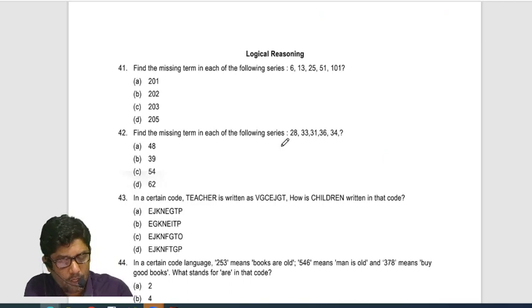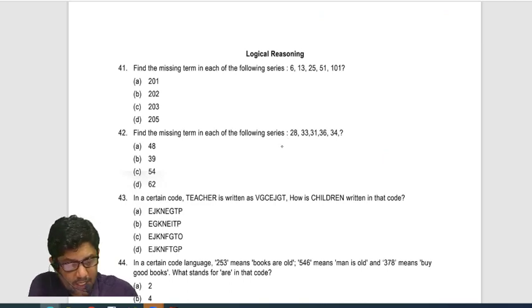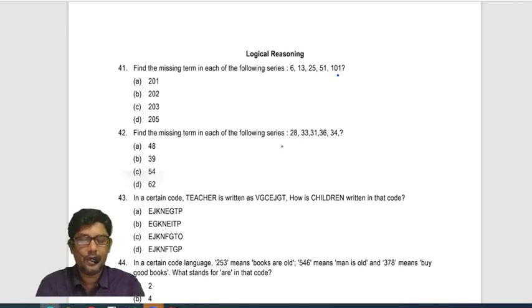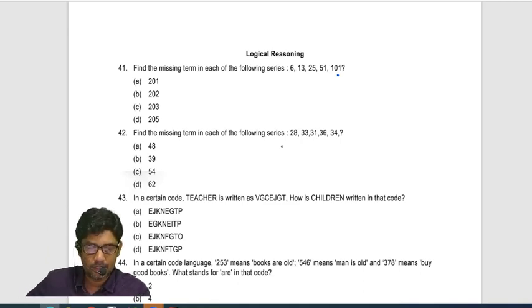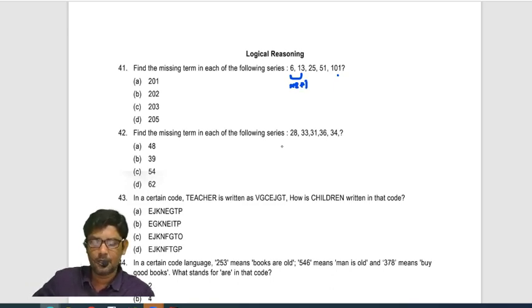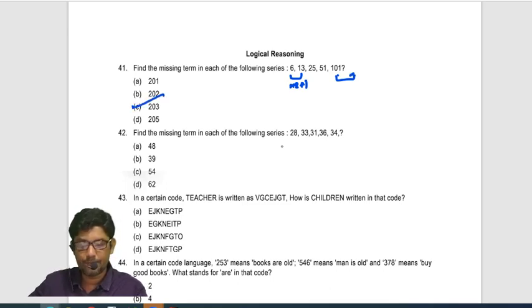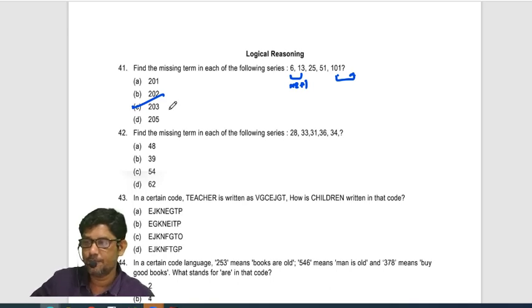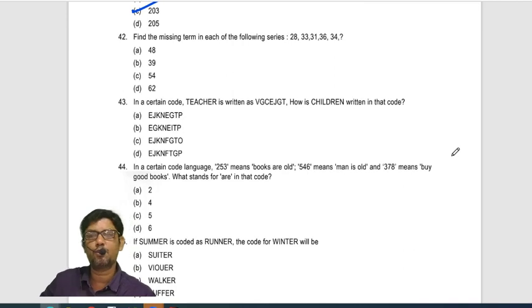Okay. Now 6, 13, 25, 51, 101, dash. What exactly will come? Into 2 plus 1. Look at this. Is it into 2 plus 1? So 101 into 2 plus 1 is what? 202, 203. Is our answer 203? Around how many questions will come from calculus? So far 3 to 4 questions they are asking.